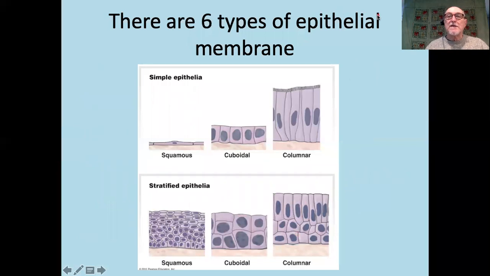There are actually 6 types of epithelial membrane. The first one, our earlier definition didn't really include this, because we said a membrane was 2 cells or more. You can actually have a membrane with just 1 layer of cells, and here they are shown. First of all, the ones with a single layer of epithelial cells are called the simple epithelia.